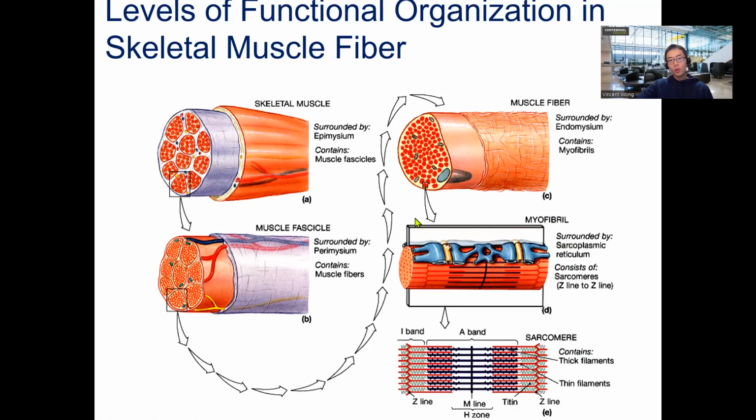That will go all the way back to the surface of the cell, where you will have tiny openings for ions to go through. Over here, we can see the blue represents the myosin. That's the thick filament, and then the red one is the actin, which is the thin filament. More on that in the slides to come.